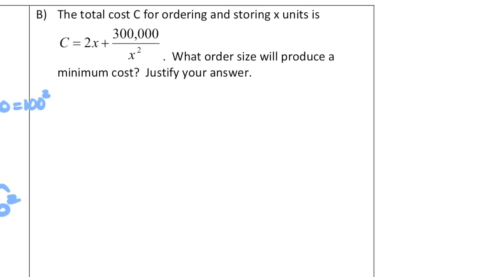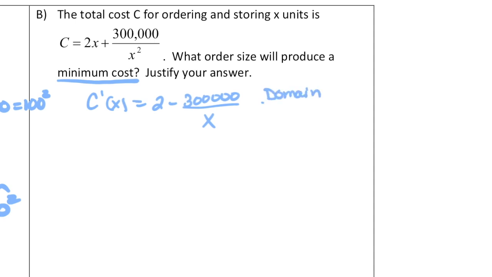So for question B, once again, you are asked to minimize cost. I'm going to give you some very specific instructions for how to solve an optimization problem. So C prime of x is going to be equal to minus 300,000 over x. And once you're there, you set it equal to 0. Notice you were not told what your values are for your domain, but using the idea that cost is going to be positive, your x values must also be positive.